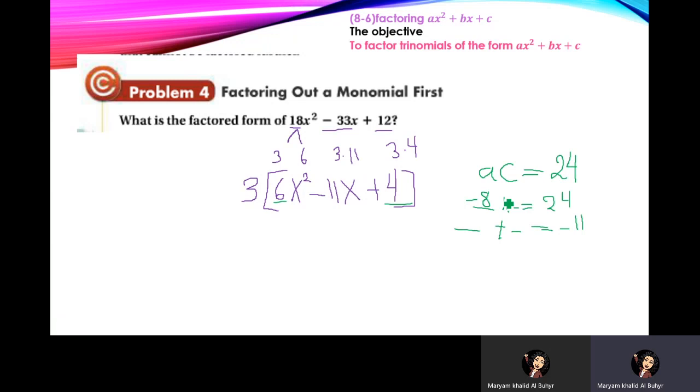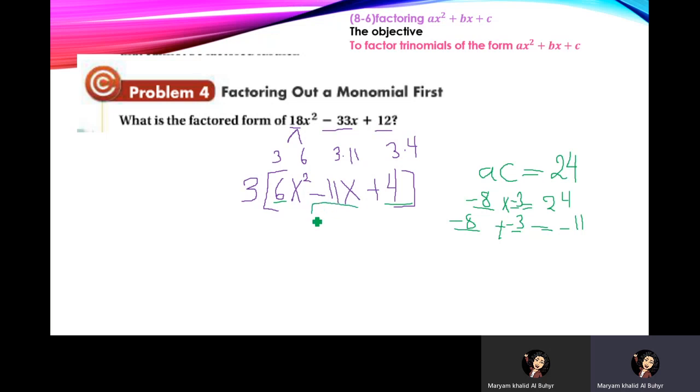Negative 8 times negative 3. Once you multiply them, the negatives will go together, and 8 times 3 is 24. That's what you need. Negative 8 plus negative 3, that is negative 11. Excellent, that's what I need.